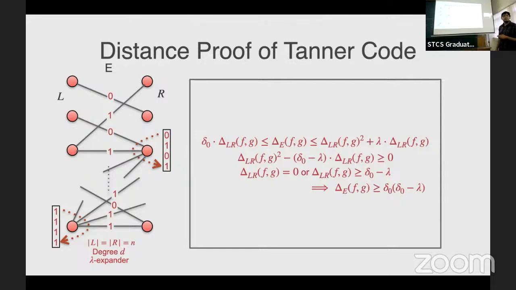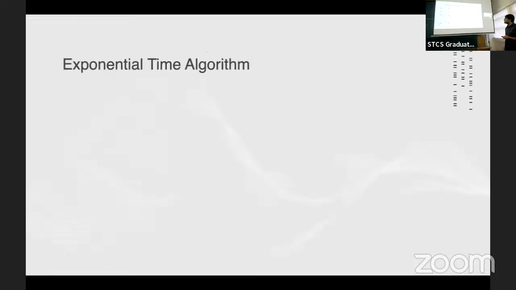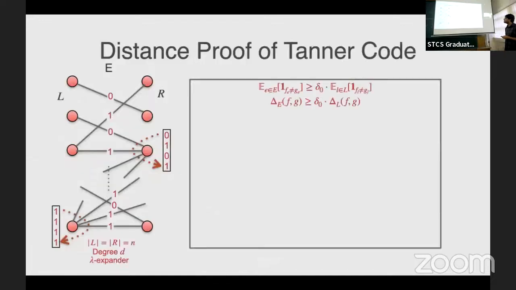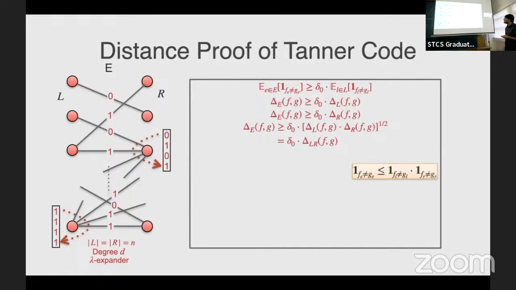This last step was a very weak step. You mean the expander mixing lemma? No. The expander mixing lemma is all tight. The last implication, from delta LR to delta E, that's the important one. That's the lower bound. Yeah, so that's the best lower bound that I know.